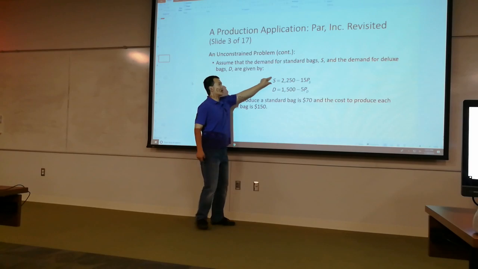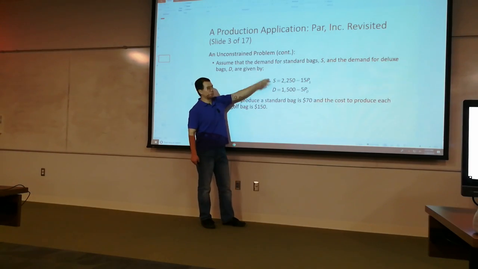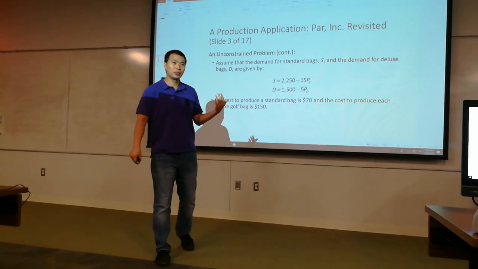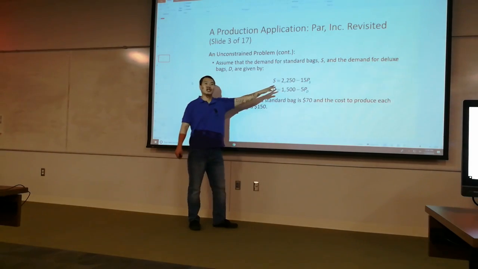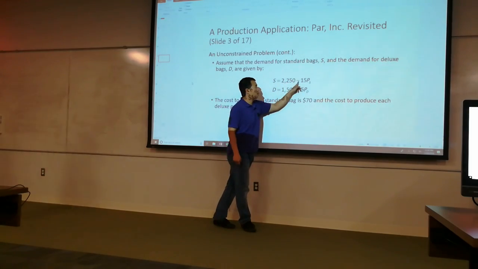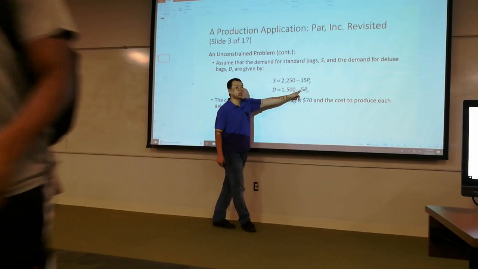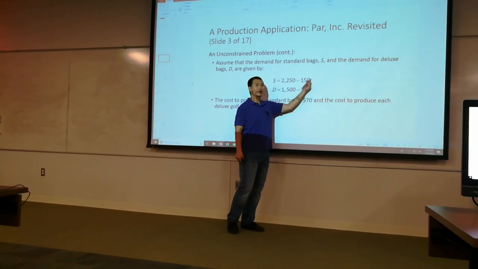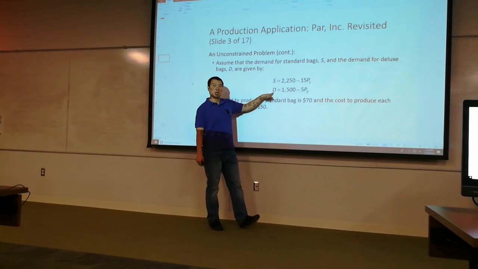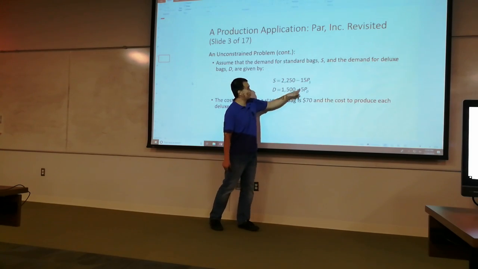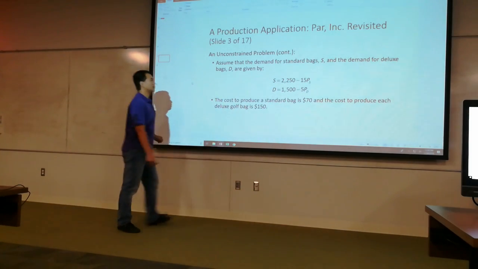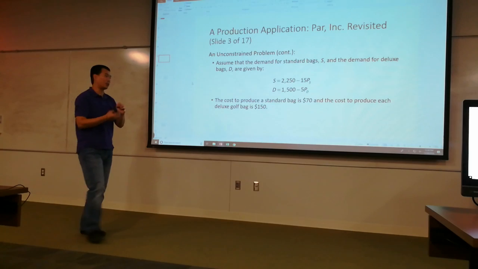For the standard bag, here's the relationship. We made up the relationship, but it's a linear form. There are many other forms; we just use the additive linear form. The demand for the standard bag is equal to a constant minus 15 times the price. So if you increase the price, the demand will decrease. Same thing for the demand for deluxe bags: a constant minus 5 times the price. Price goes up, demand goes down, and vice versa. That's the relationship between the demand and the price.